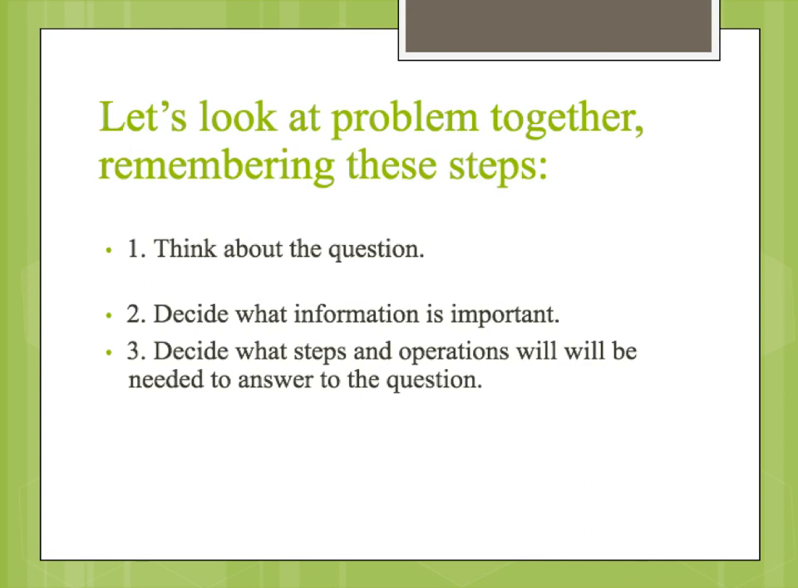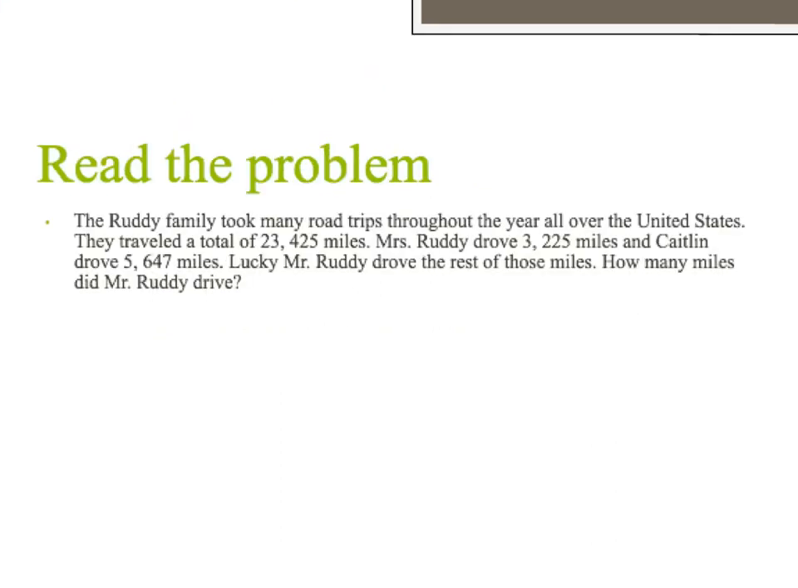So we want to remember to think about the question. What is it asking me to do? Decide what information is important in the problem and underline that important information you're going to need to solve the problem. And then decide what steps and operations will be needed to answer the question. And only one will is necessary. Okay, so let's read the problem.